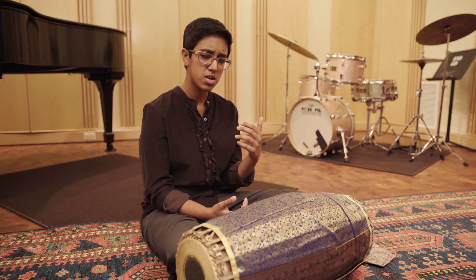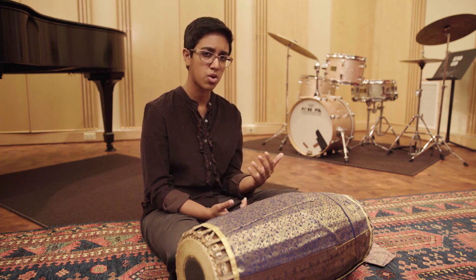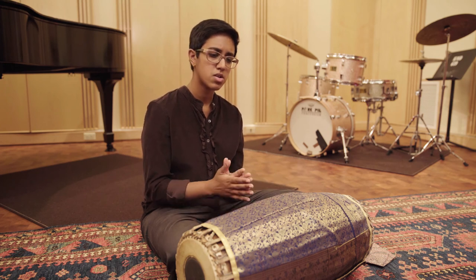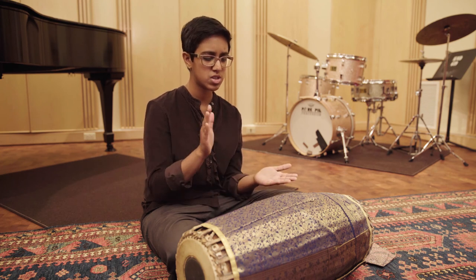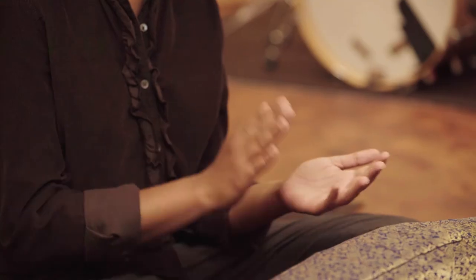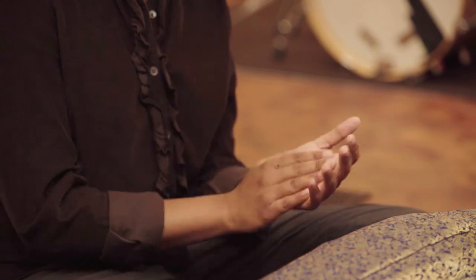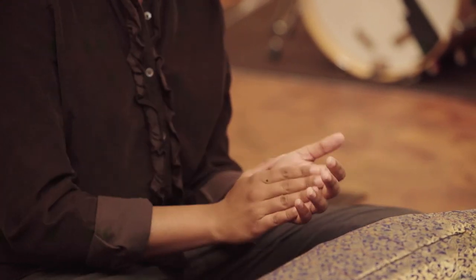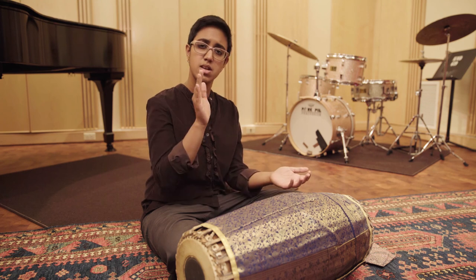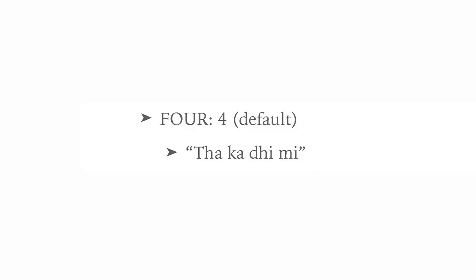So I'm going to introduce you to a drum language called konakol, which is how we keep track of how we subdivide each beat. The default way of dividing a beat is into four parts. If we just have a continuum of beats going, the way to divide this by four is 1, 2, 3, 4, 1, 2, 3, 4, 1, 2, 3, 4, 1, 2, 3, 4. Now we have syllables associated with the number four, and that's takadimi, takadimi, takadimi, takadimi.